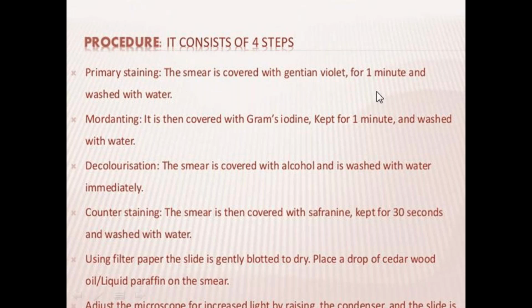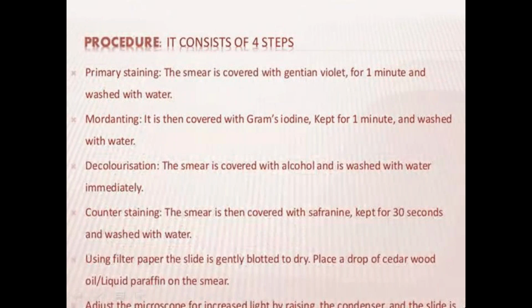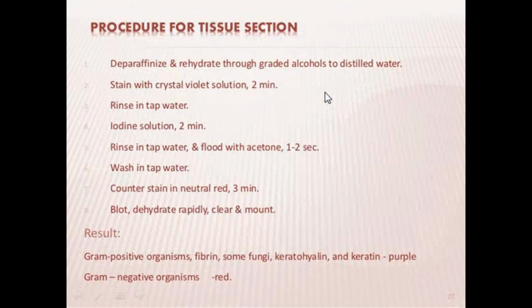Here, primary staining, and next mordanting, decolorization, counter staining, and that allows visualization under the microscope. And if the magnification is to be increased, this ought to be observed under the oil immersion objective. And here, what is the result? That gives the purple colored ones and pink colored ones. Gram positive ones are observed as violet colored, whereas the gram negative ones are observed as pink colored. And this is the result, and that gives the gram staining.